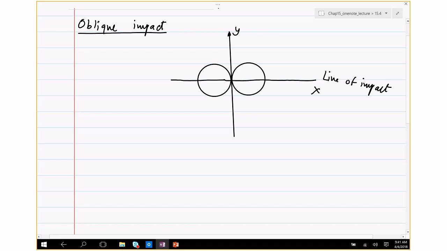So what makes it an oblique impact is, let's call this B, let's call this A. The velocity of B is at an angle to the line of impact, and the velocity of A is also at an angle to the line of impact. So this is, let's say, theta A.